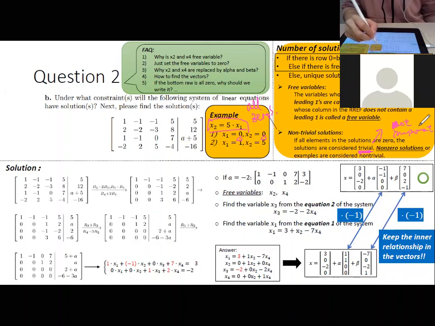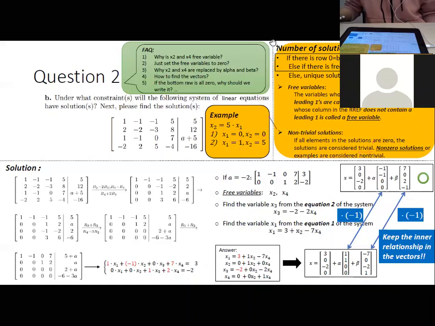We can get a very easy solution here: x1 equals 1 and x2 equals 5. And at least one of them is not 0. So according to the definition, non-zero solutions or examples are considered non-trivial. So they are non-trivial solutions. So I think you have learned how to judge if a solution is trivial or not trivial. It's a very important concept. You should bear it in mind because you may meet it when you are doing your homework or taking exams.